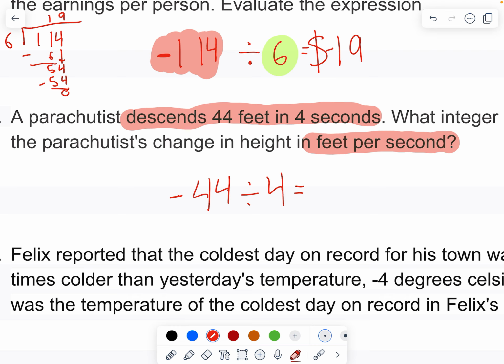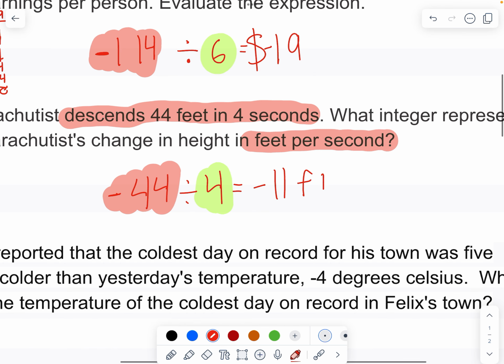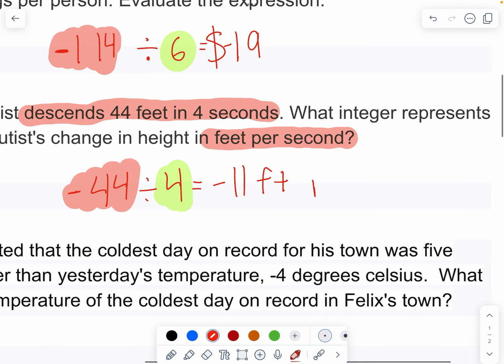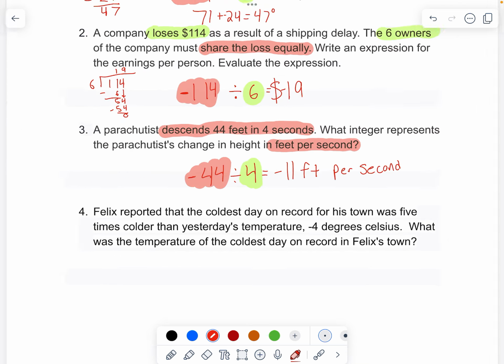And 4 can fit into 44 11 times. And we had ourselves a negative and a positive. Those are different signs. So it is a negative 11 feet per second. Negative 11 feet per second.